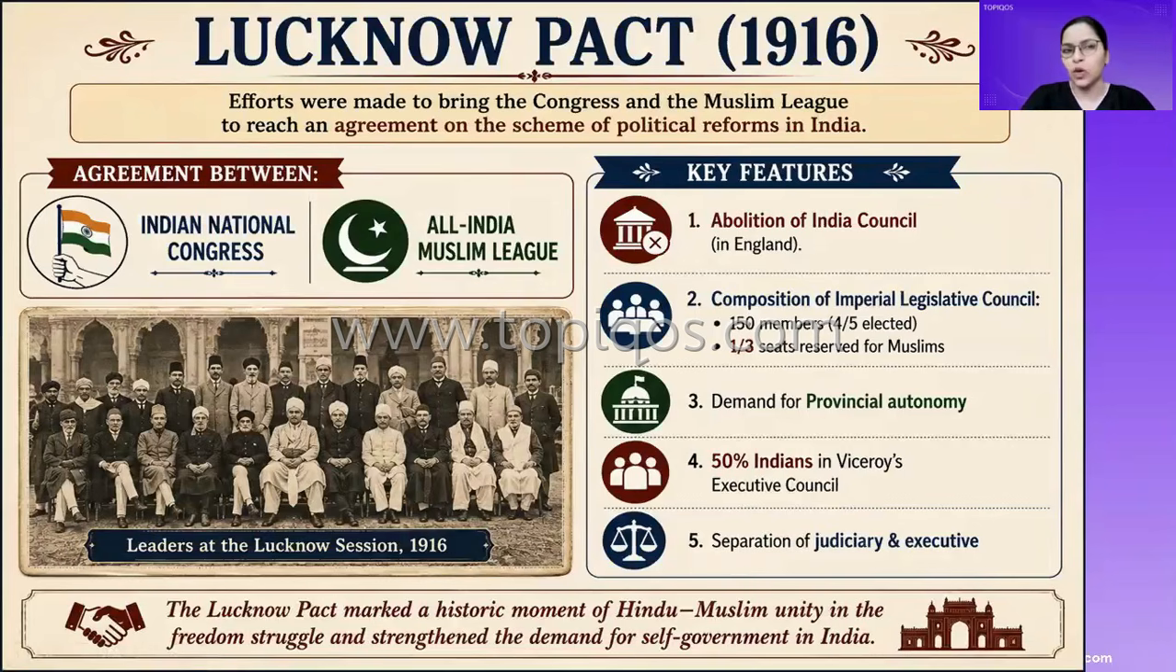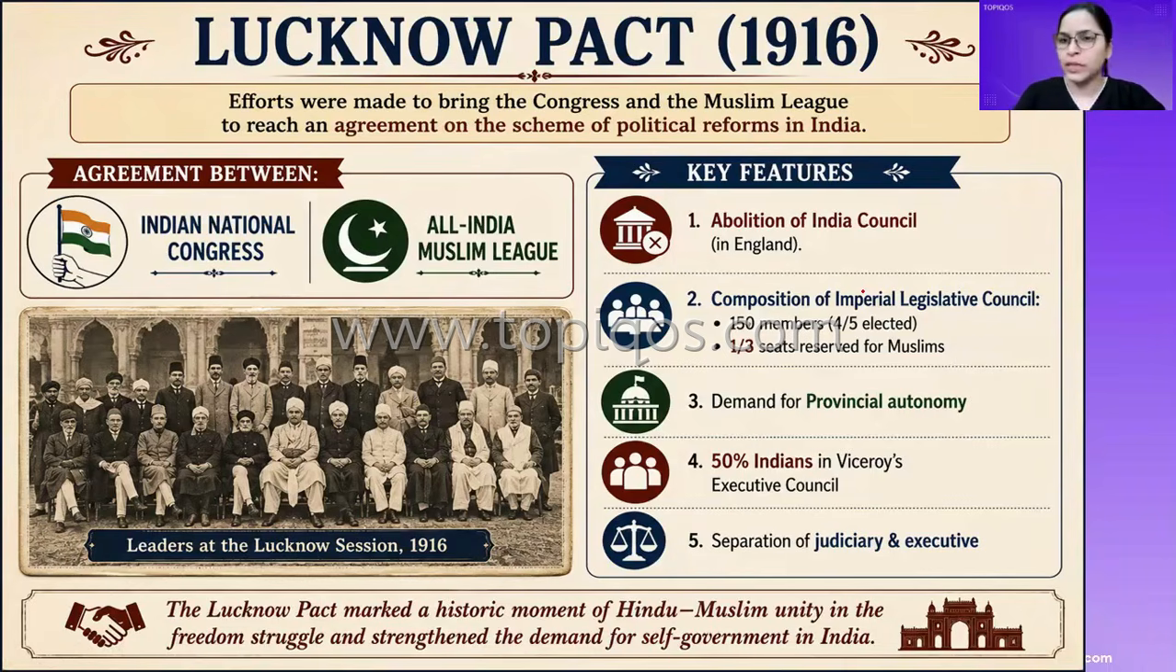Lucknow Pact is a very important pact that was signed between two important institutions of that time. The first one was the Indian National Congress, and the second important organization of the time was the All India Muslim League. So you need to be very clear: it was signed between the Indian National Congress and the All India Muslim League. The pact was signed at the Lucknow session of the Indian National Congress in the year 1916, and hence it is called the Lucknow Pact.